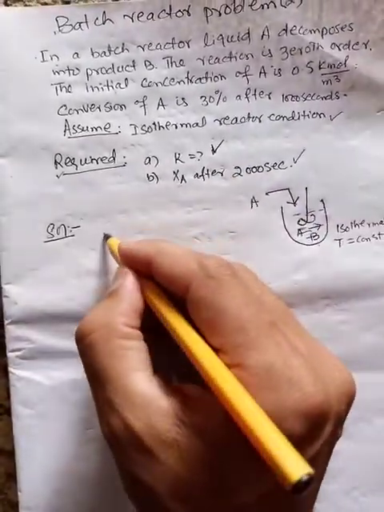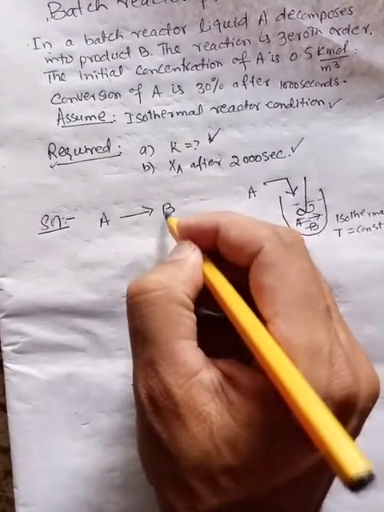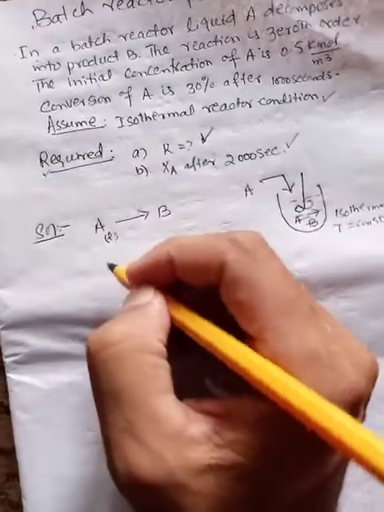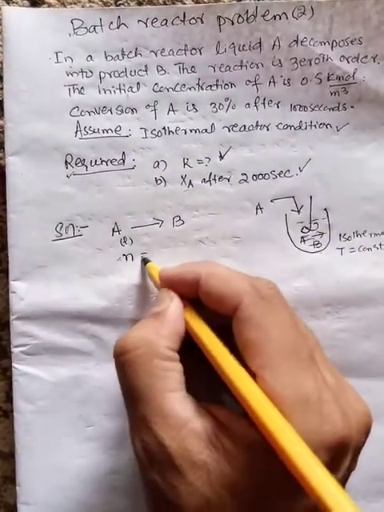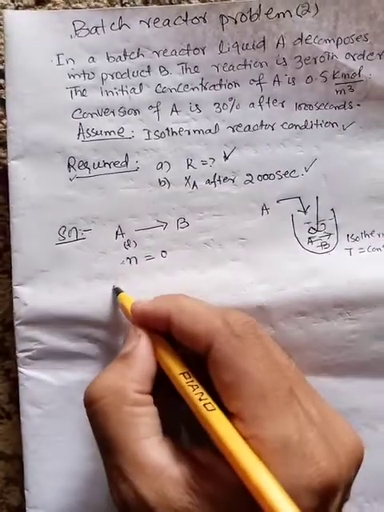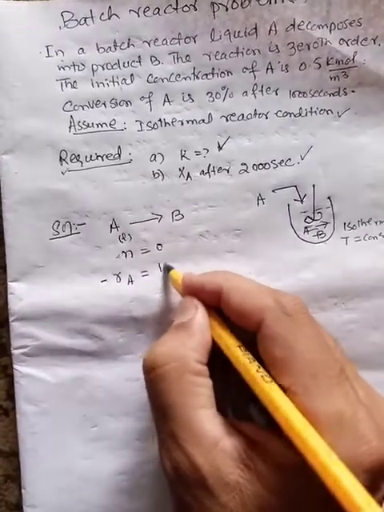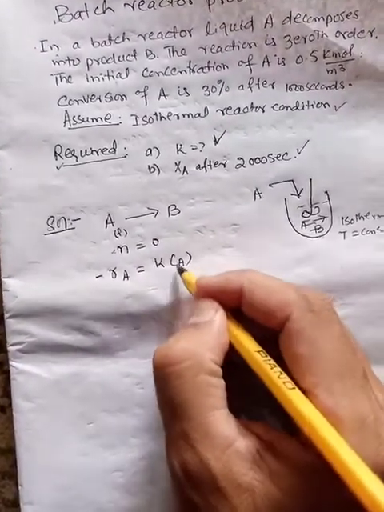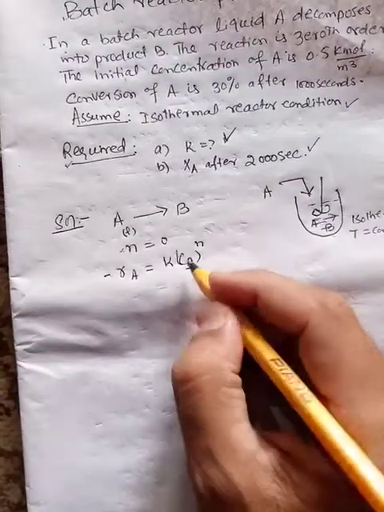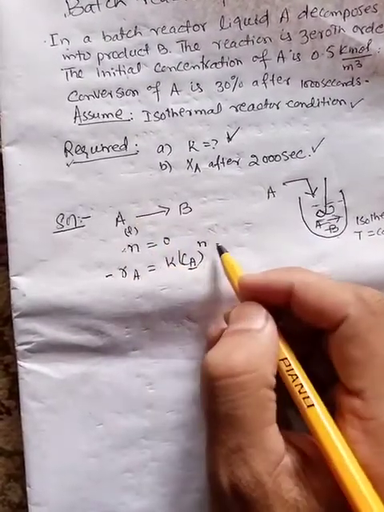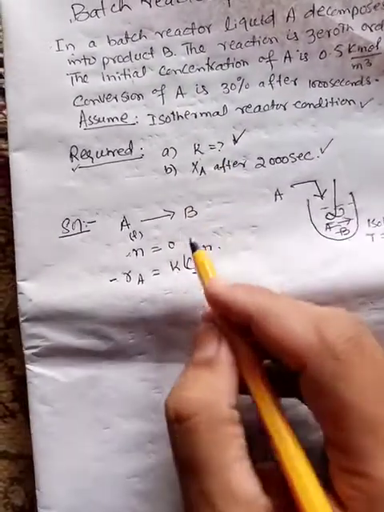Now the equation for the reaction is A is converted into B in the batch reactor. A is in the liquid form. It is given that the order of reaction is zero, so n is equal to 0. The rate law for this reaction will be written as minus Ra is equal to K Ca to the power n, where Ca is the concentration of reactant A, n is the order of reaction, and K is the rate constant which we are going to determine.